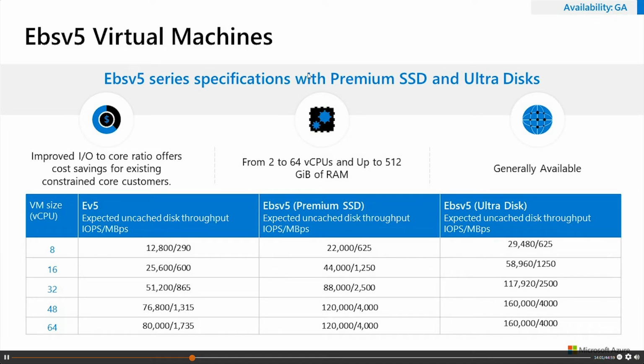The EBS V5 series is available in sizes from 2 to 64 vCPUs and up to 512 gigabytes of RAM. The core to memory ratio is 1:8.